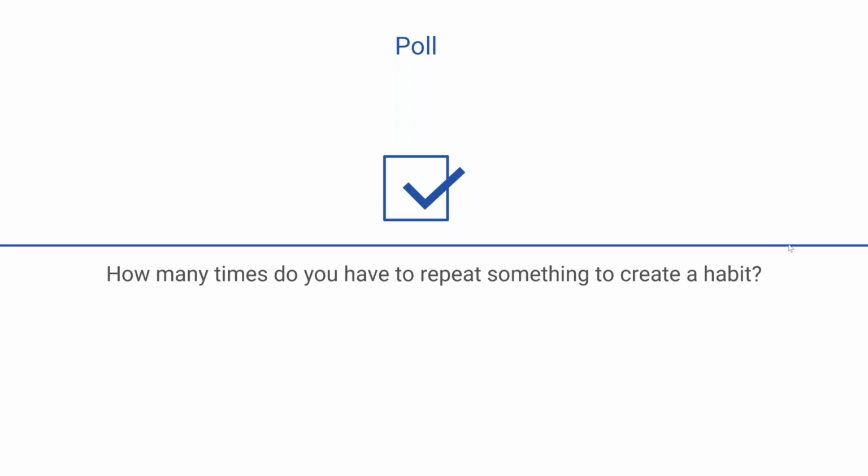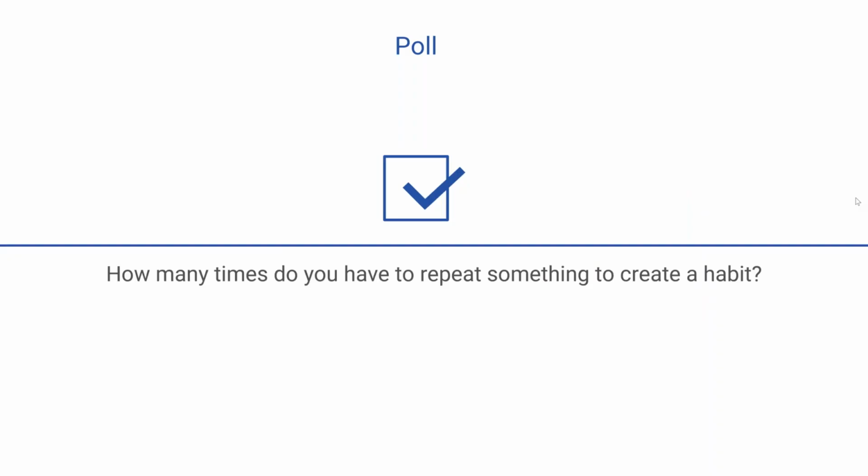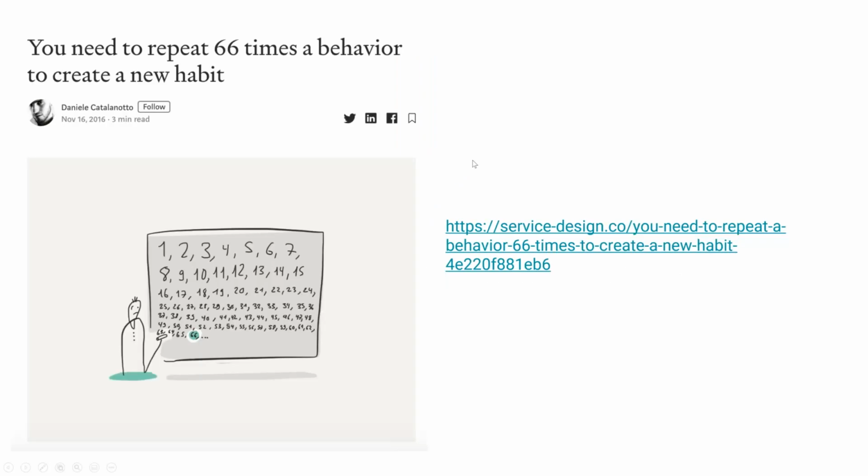So we have 17% of people saying it's 6 times, 46% of people saying 16 times, 21% say 66 times, and 16% say 166 times. So the answer is, drum roll, 66 times, or at least based on the research that we found, you have to repeat something 66 times to create a new habit.